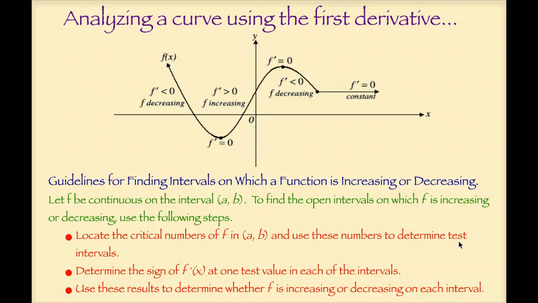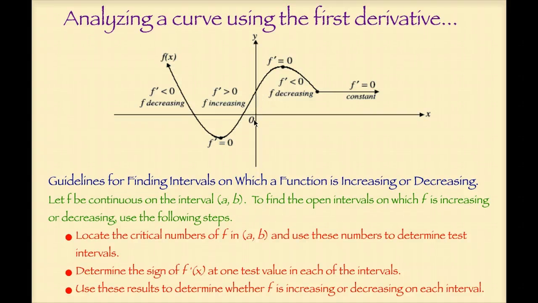Those will be our test intervals. Then determine the sign of f prime of x at one test value in each of the intervals. Once we know where the critical numbers are, we can find a test value within that interval and find out what the first derivative is there.